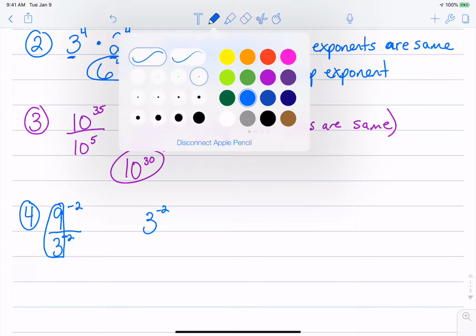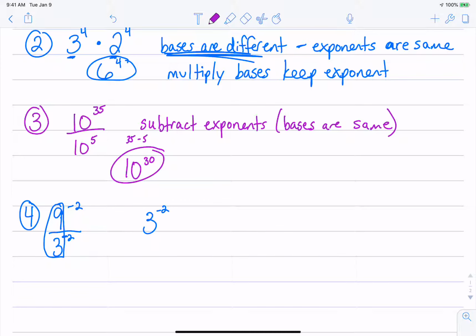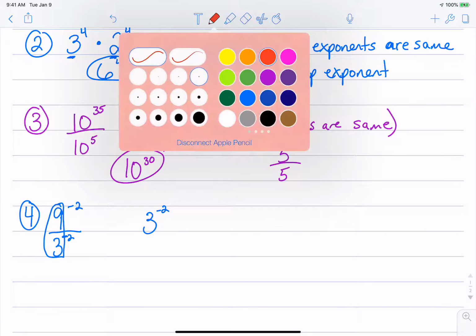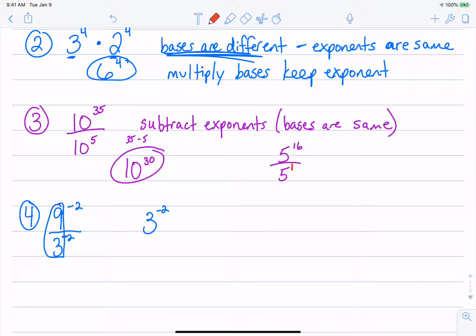Another example, let me just go back here in purple. Let's say we had 5 to the 16th divided by 5. Bases are the same. You must subtract exponents. We need to remember, though, when there's not an exponent there, that's a 1. So this would equal 5 to the 15th, because you would have to do 16 minus 1. So remember that if there's nothing there.